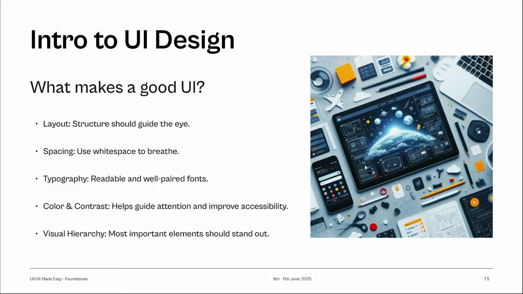So what makes a good UI? Layout is important, and layout is in every field of design. It's in the normal design field we do every day. Basically, layout is structure that should guide the eye, and this means how you actually read your app. The first thing you see when you open your app is the top, maybe just the name. Say you're on Instagram now, the first thing you see is Instagram. The next thing you see is notifications and messages.